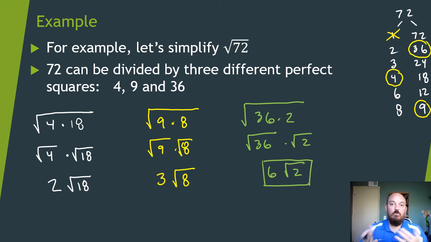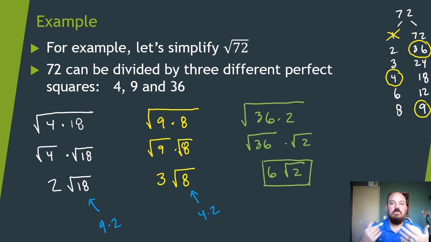Now all 3 of them were done correctly. The problem is the first 2 aren't finished. See, if you think about it, this 18 is 9 times 2, and 9 is a perfect square, so that can still be simplified more. Same thing with the 8. This 8 is 4 times 2, and 4 is a perfect square, so it can still be simplified more. So it's not finished. The work is right, but it's not done.